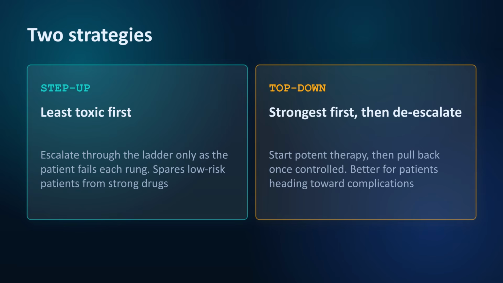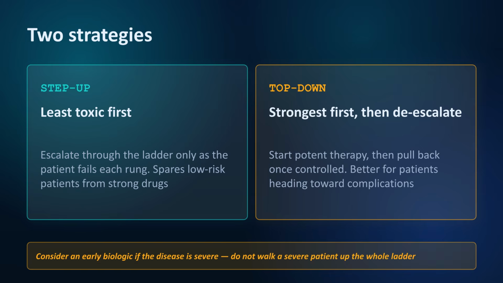And there is a specific instruction here. Consider an early biologic if the disease is severe. Do not walk a severely ill patient slowly up the entire ladder. In practice, most patients get a hybrid. The strategy names describe intent more than protocol.